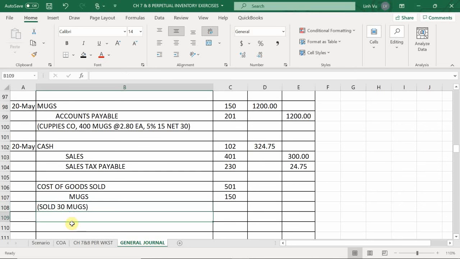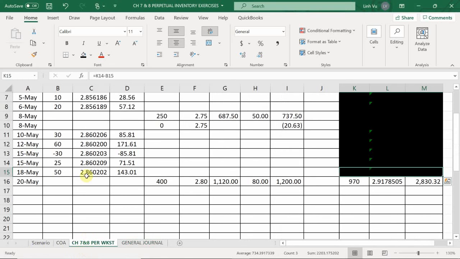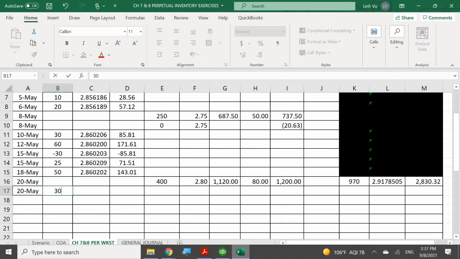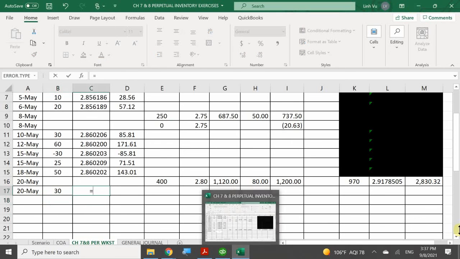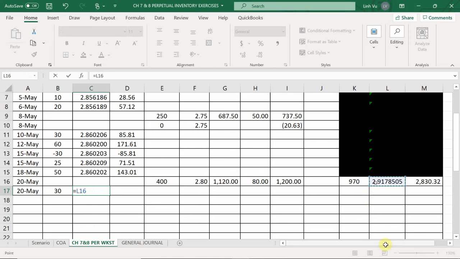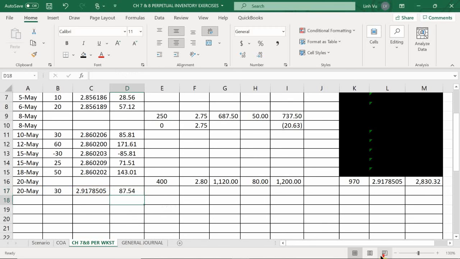We sold 30 mugs, so let's solve for the cost of goods sold here. This time it's May 20th and we sold 30 mugs at a cost of 2.91785. So what's going to be my total cost of goods sold? $87.54. Good.